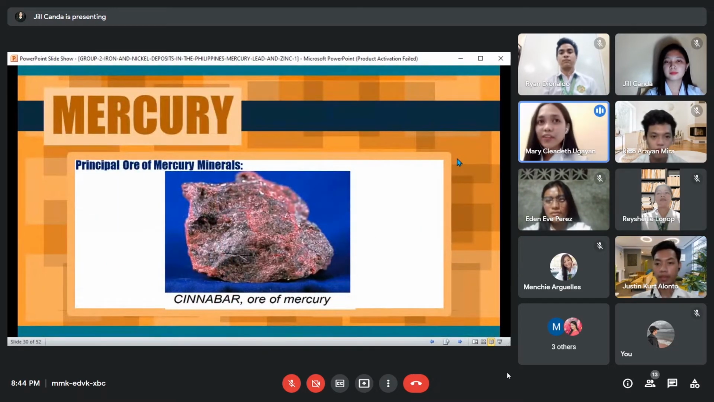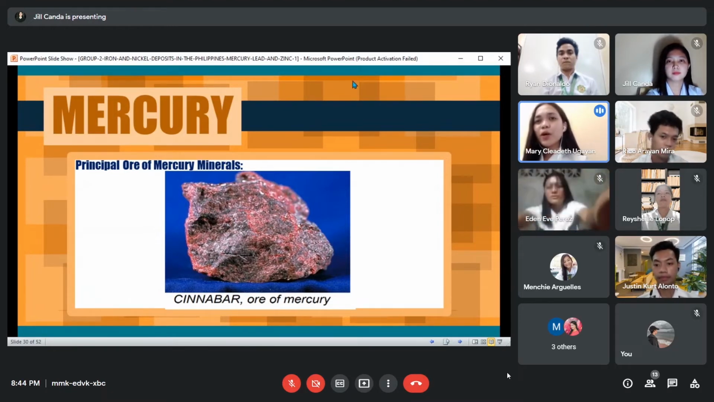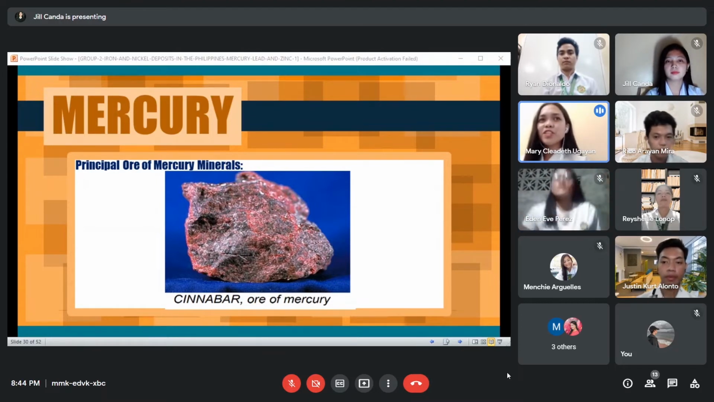Okay, so as iron deposits and nickel deposits are already explained, let's now move on to the next topic, which is the heavy metals. So the mercury, the lead, and the zinc. So first, let's tackle the mercury. So mercury, maybe I am not the only one who thought how dangerous this heavy metal is, as we even considered mercury as the most toxic heavy metal in the environment.